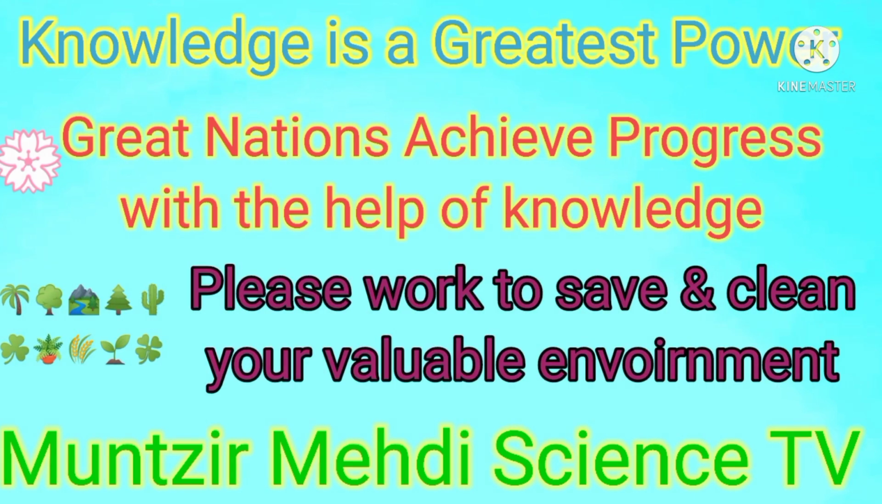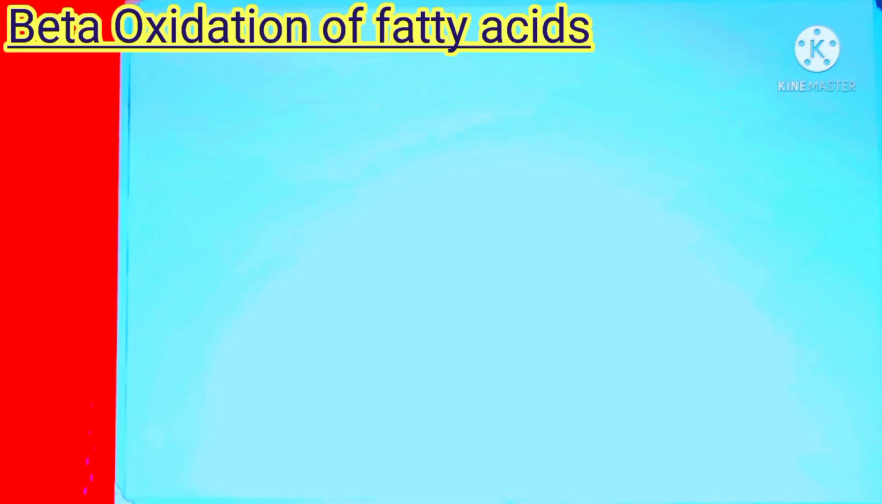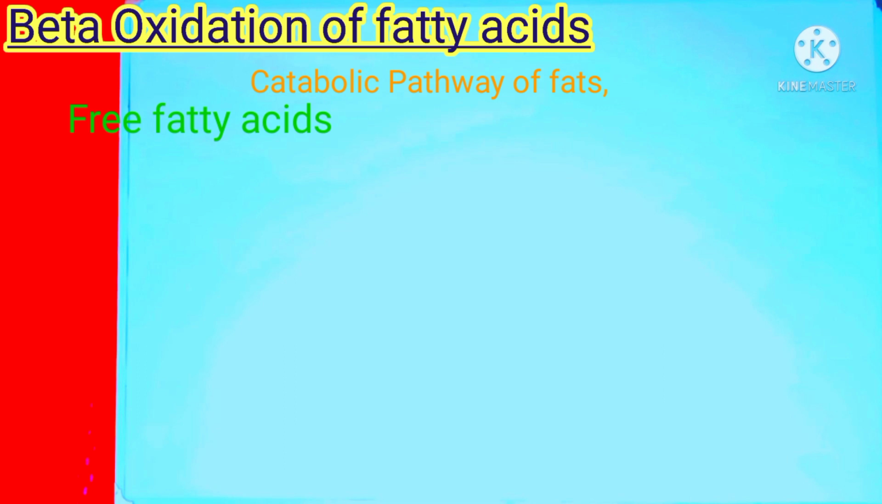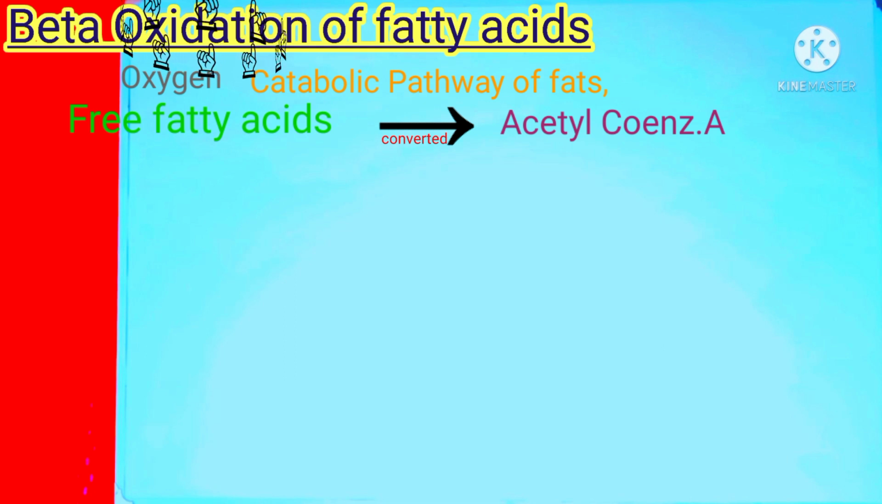Let's come back to our topic. In this tutorial video, we will study about the beta oxidation of fatty acids. Students, beta oxidation is a catabolic pathway of fats in which free fatty acids are converted into acetyl coenzyme A. As this mechanism includes oxygen in one form or another, this mechanism is termed oxidation.